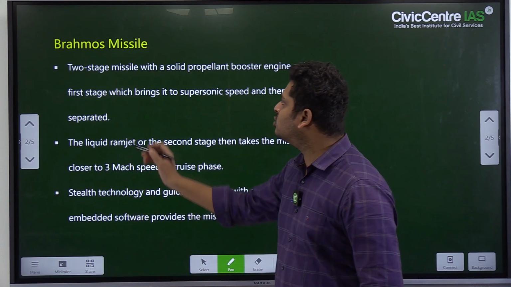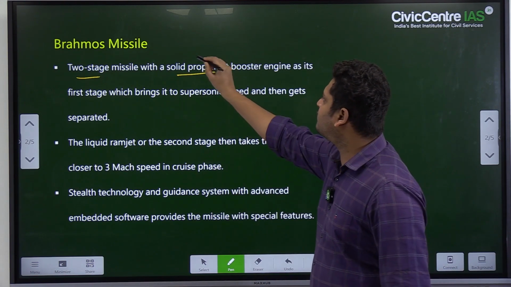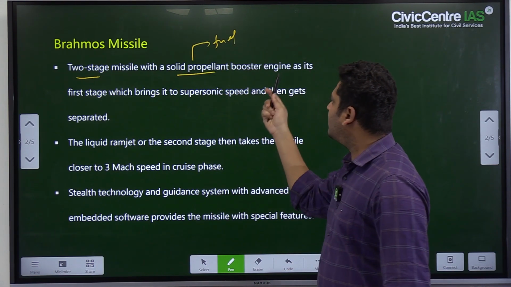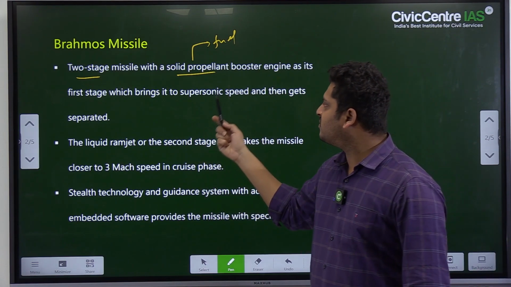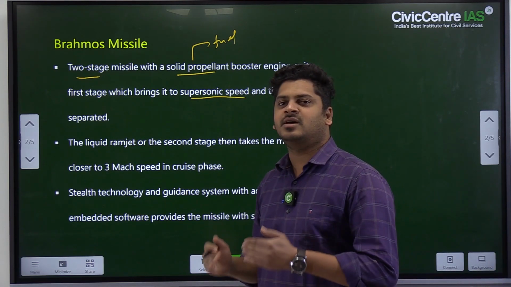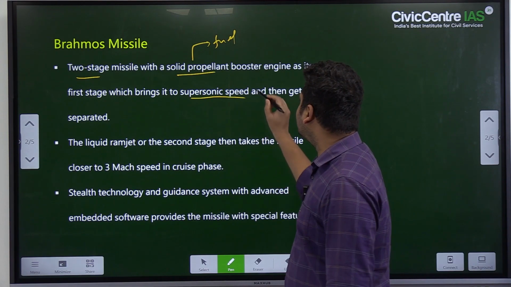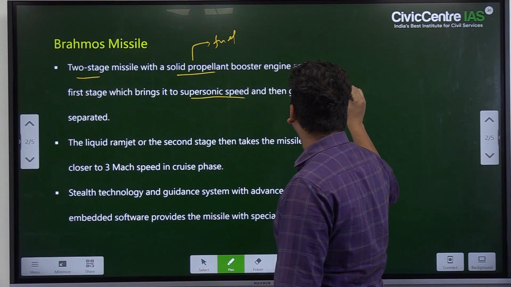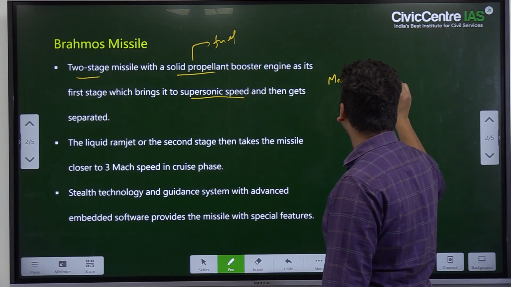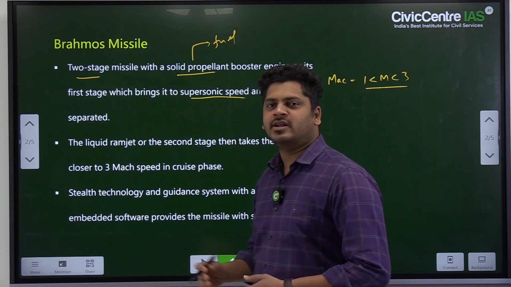This missile is a two-stage missile with a solid propellant, means it has a solid fuel propellant booster engine as its first stage, which brings it to the supersonic speed. You just have to remember that supersonic speed is some speed which is more than the speed of the sound. So here the Mach number of the supersonic speed will be between 1 and 3. If the Mach number is between 1 and 3, then you will be calling it as supersonic speed.